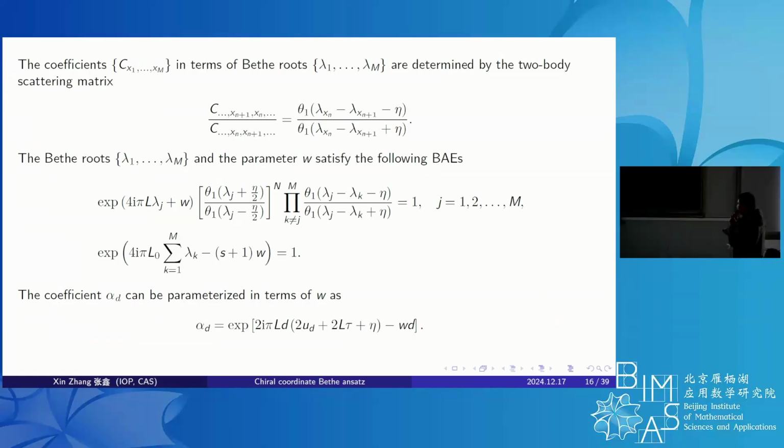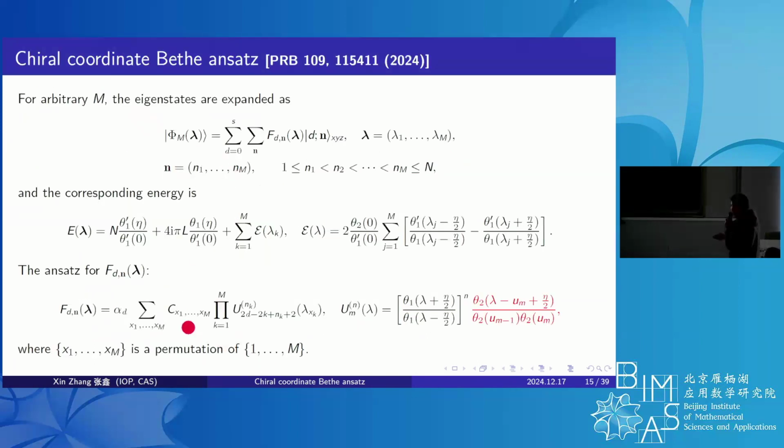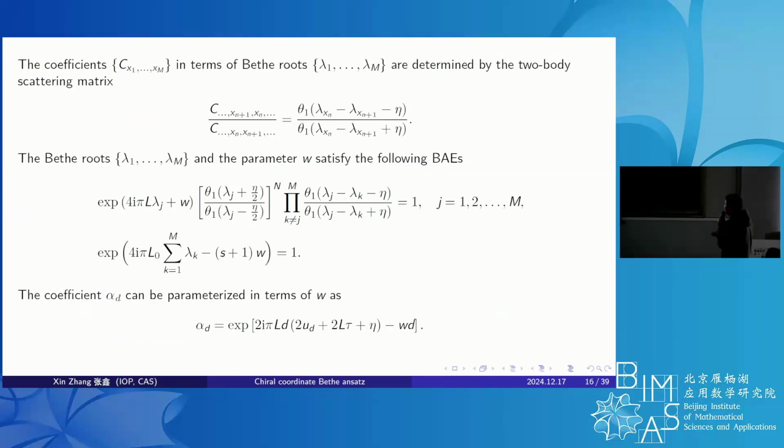Then the coefficient C, the amplitudes in this f function, we have this also. Here we are sure that this depends on this u, depends on this lambda, and also the phase factor in the vectors, right? And then this coefficient C is also determined by the Bethe roots, and they are determined by the two-body scattering matrix. If we just change the positions of x_n plus 1 and x_n, we will get this two-body scattering matrix, and all the multi-body scattering matrices can be factorized by a product of the two-body scattering matrix.